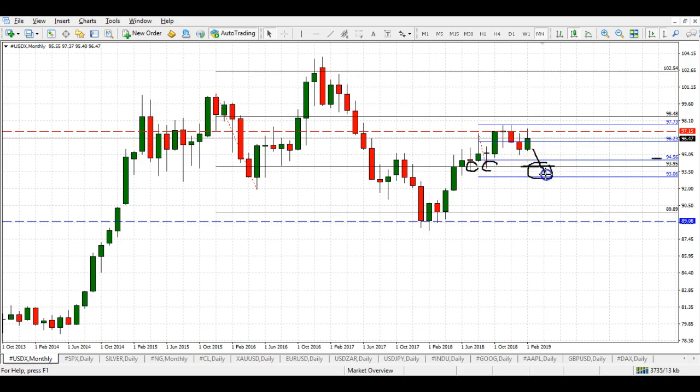Price could also dip all the way to the very bottom key level here, the last line of support, 93.06, and only then begin to turn around, probably resume the original upside trend, right? Get back to the direction of the major trend.